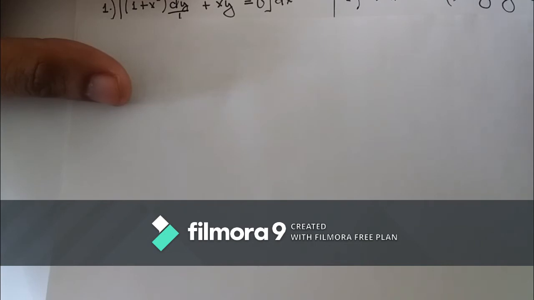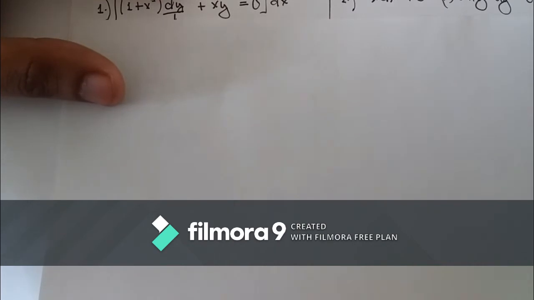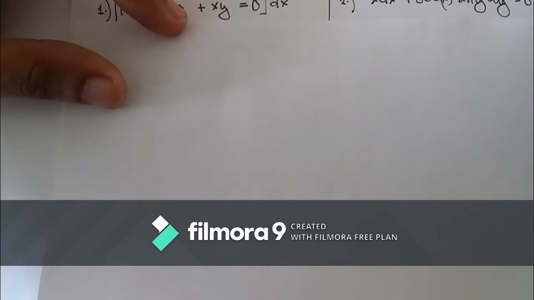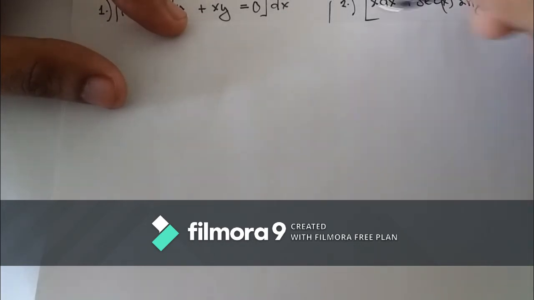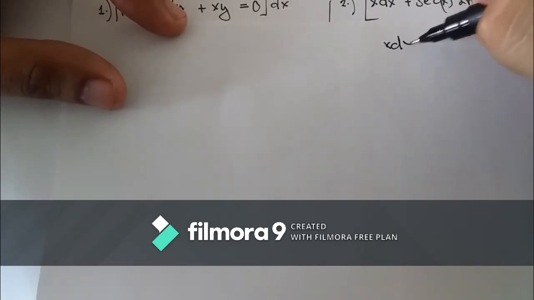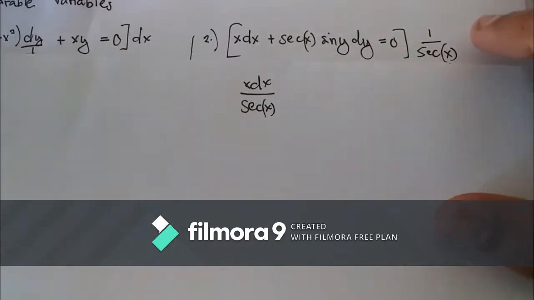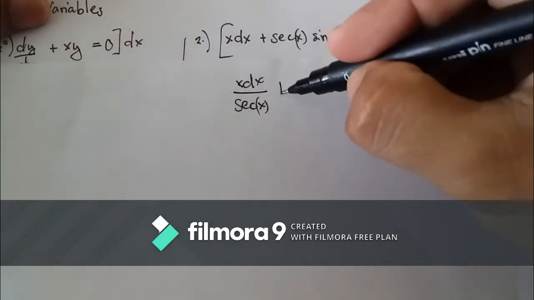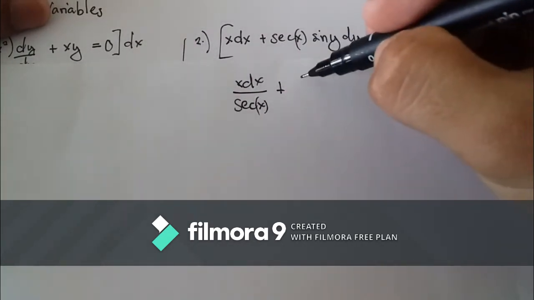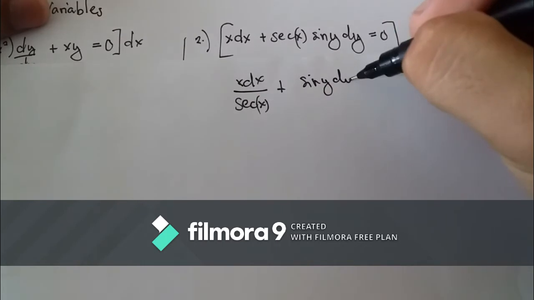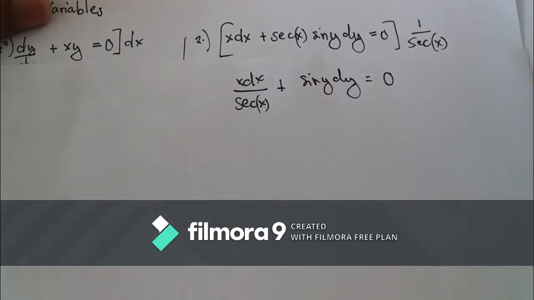So we'll put secant x here, because secant x is located in the y families. So we will put this one in the x families. So we'll multiply both sides by 1 over secant x. Okay, so if we multiply this one to the first term, it would be x dx over secant x. Then next is for the second term, secant x would be cancelled out, so sine y dy is equal to 0.